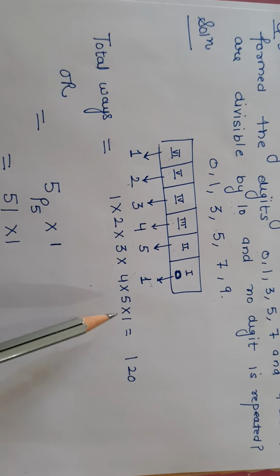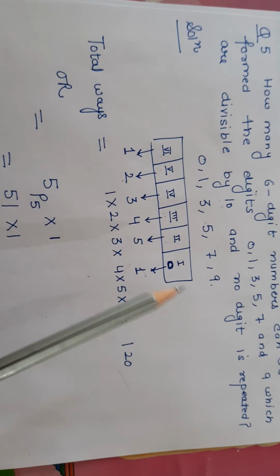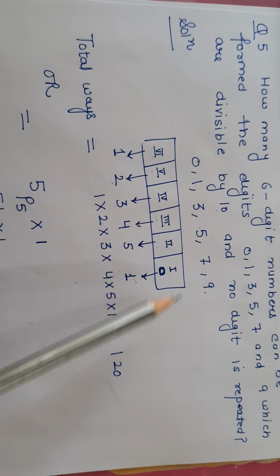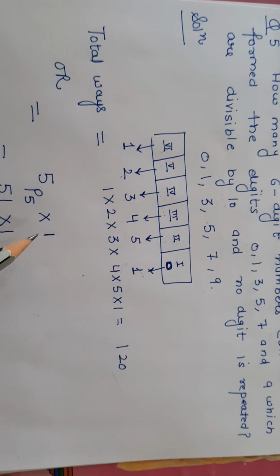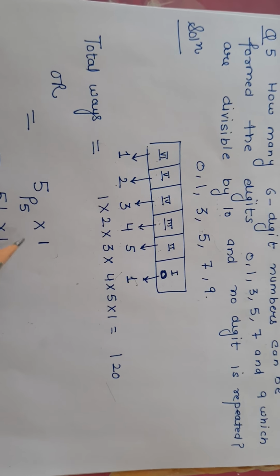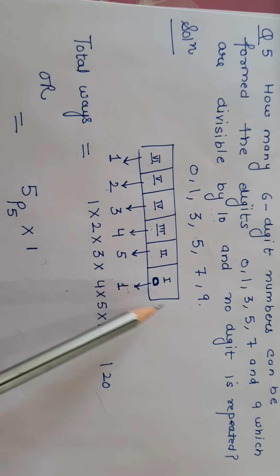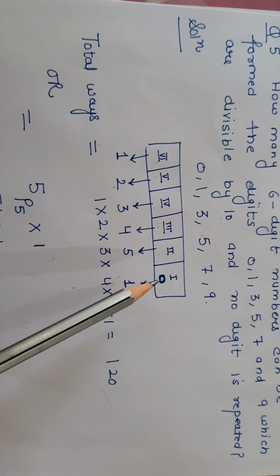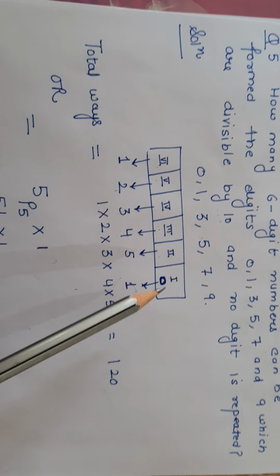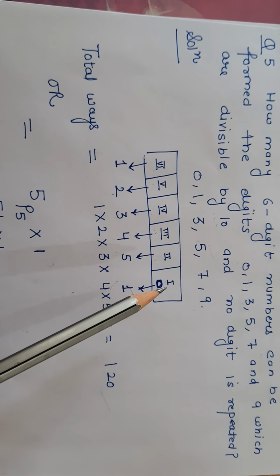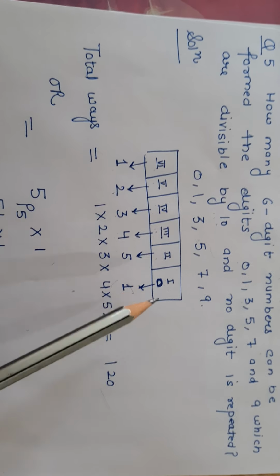Or you can also do this question by applying permutation. As you are having condition on this place, so last place, or the place number 1, it can be filled with the digit 0 only. So that means there is only one option for this place. So the way of filling this place is 1.